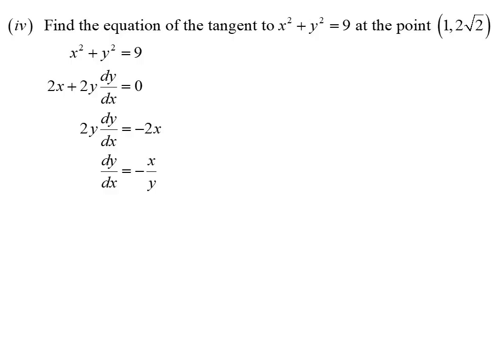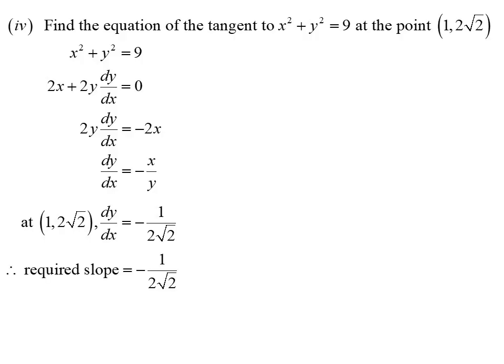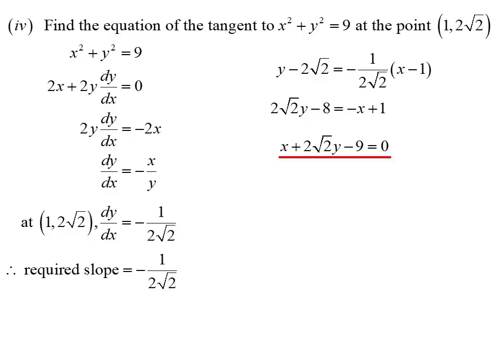This time I have to substitute in both the x and the y value. Think of what the circle looks like. That's now useful because if I was to just substitute in an x value, well then I've got two possibilities. If I was to just substitute in a y value, I've got two possibilities. But here, I substitute in both the x and the y value, I've only got one possibility. I'm going to get the answer that I want. And let's work that one out. When I substitute in the point (1, 2√2), there it is, minus 1 over 2√2. I have a point, I have a slope, I can find the equation of my tangent, and there it is, x + 2√2 y − 9 = 0.